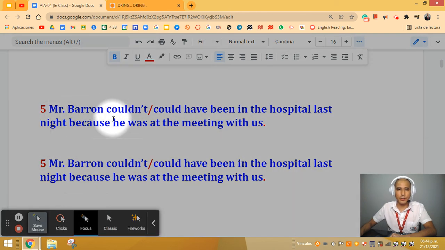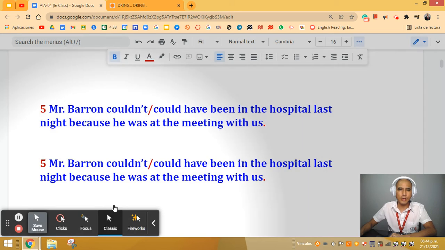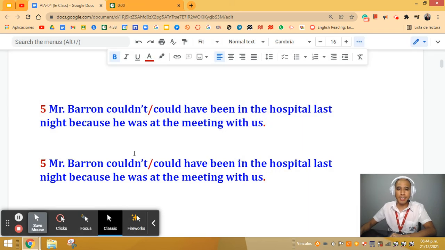Mr. Baron, option number one couldn't, option number two could have been in the hospital last night because he was at a meeting with us. All right, so let's find the keywords. In this case, the keywords are because. Okay, so I'm pretty sure, I'm almost sure. So here the word because helps us a lot. So what would be the correct answer?